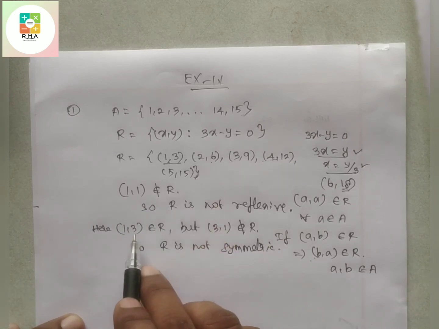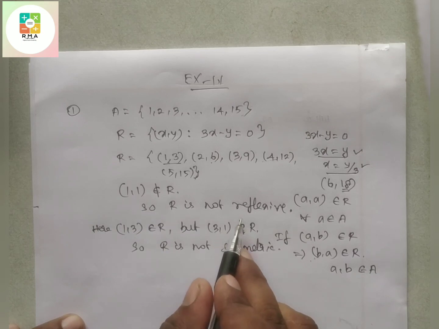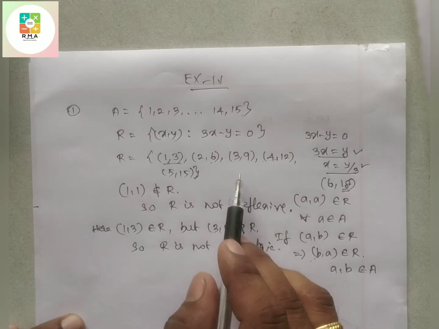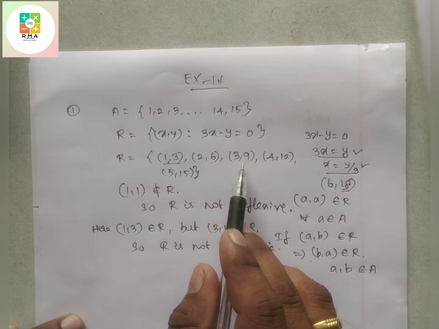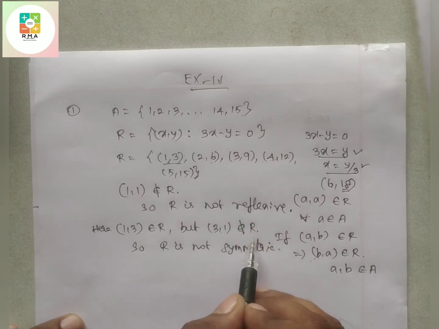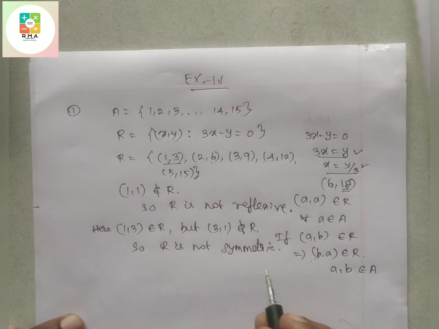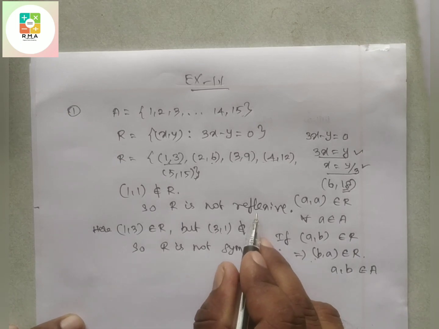Similarly, I can give one more example. (2, 6) belongs to R, but (6, 2) does not belong to R. Another example also we can give. (3, 9) belongs to R, but (9, 3) does not belong to R. Like that we can give many examples. No problem. Clear? So reflexive over, symmetric over.